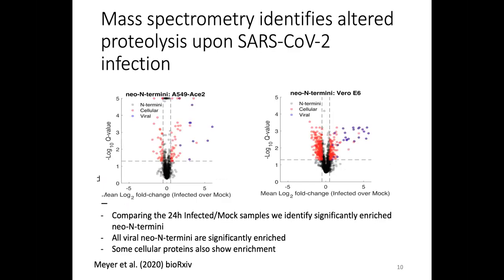What we found when we performed this, looking at our 24-hour over mock samples, is that we could find significantly regulated cleavage sites or neo-N-termini in SARS-CoV-2 infected cells in both cell lines. Unsurprisingly, those most upregulated corresponded to viral proteins. These proteins shouldn't be present in the mock, so we would expect them to all be highly upregulated. However, we do also see in both cell lines cellular proteins where we identified neo-N-terminal peptides that showed significant enrichment.